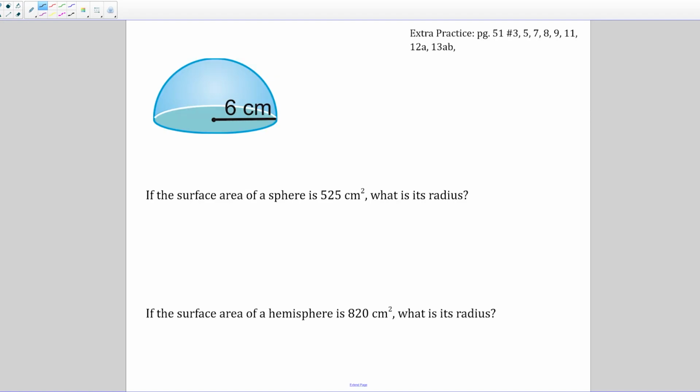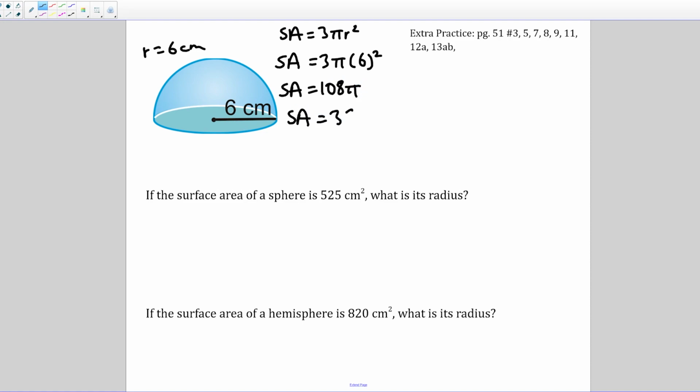Taking a look at this third problem, we have a hemisphere now. So we see that we have a radius of 6 centimeters. So we start off with our formula of 3 pi r squared. So instead of having this 4 there, we just have a 3. And then instead of having an r, we have a 6. So 6 squared is 36. 36 times 3 gives me 108 times pi. And 108 pi gives me 339.3 centimeters squared when rounded to the nearest tenth.